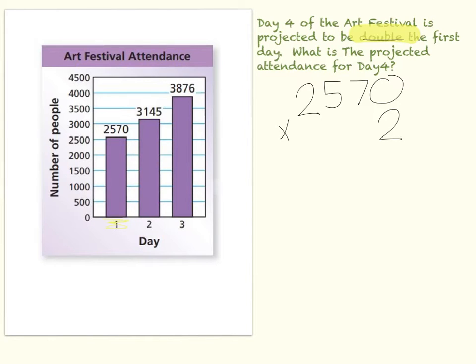So if I estimated, I know that just 2,500 times 2 would be 5,000. So I think my answer is going to be a little bit bigger than 5,000.